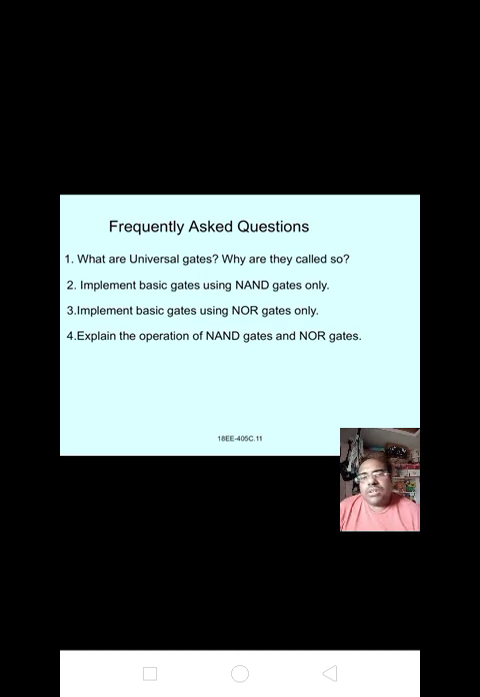Here are the frequently asked questions. What are universal gates? Why are they called so? Implement basic gates using NAND gates only. Implement basic gates using NOR gates only. Explain the operation of NAND gates and NOR gates. The most important questions are implementing basic gates using NAND gates and NOR gates only. Questions 2 and 3 are 5 marks questions, and questions 1 and 4 are 3 marks questions.